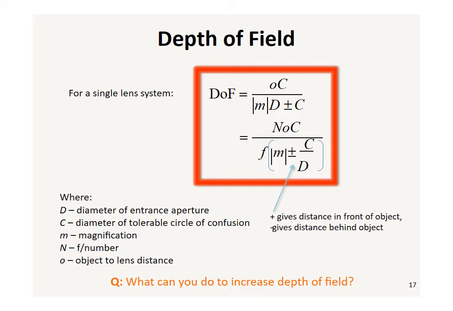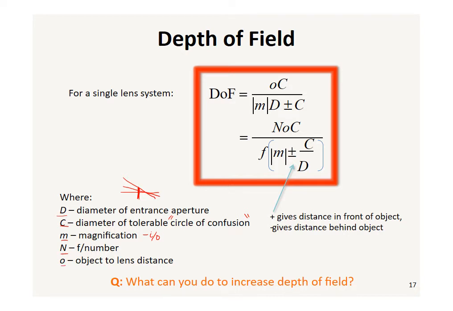So it's quite straightforward for a simple single lens system to calculate the depth of field. What we need to know is the diameter of the entrance aperture, and of course that's quite important because that determines the angle at which the light rays are arriving at the image plane. A larger angle means that we're going to see a larger blurry spot. We need to know the diameter of our circle of confusion that we can live with, the magnification, or if you don't have that, you can use I/O, and we need to know the F number and the object distance.